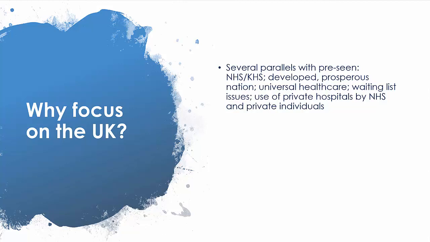Obviously, we're dealing with, in both cases, developed, prosperous nations, relatively speaking. Universal healthcare is present. Waiting list issues are also present. The use of private hospitals by the NHS and private individuals as well. That's paralleled in the pre-scene because, of course, we know that private hospitals are sometimes used by the KHS in order to avoid overrunning their deadline in terms of waiting times for treatments. And we're going to look into some of the implications of this in the real world as well, because you have similar structures in play in the NHS.